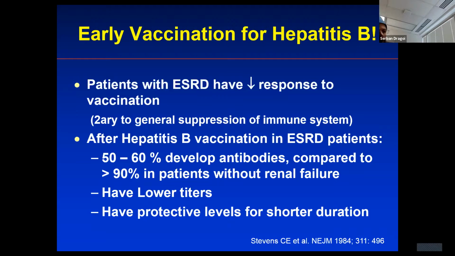The reason is we forget to vaccinate them in CKD stage 4 and CKD stage 5 before reaching ESRD. Either they go too fast through those stages or we just simply forget. That's why this is one of my preferred slides. And remember, if you leave it up to us to vaccinate when we get them on dialysis, they have a very poor response. Only 50 to 60% of them develop antibodies, compared to over 90% in patients without renal failure. So vaccinate them early, knowing that they will end up as ESRD patients. Otherwise they end up having lower titers and protective levels for shorter duration. So we're missing a big opportunity there.